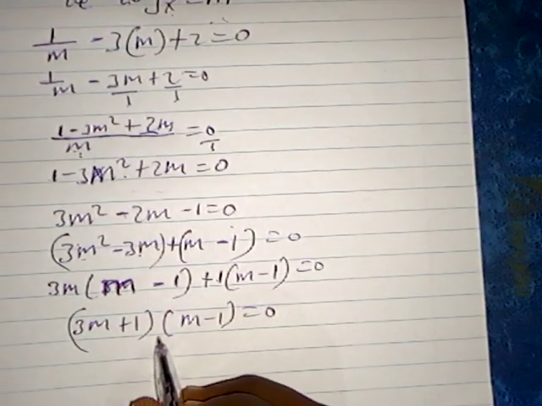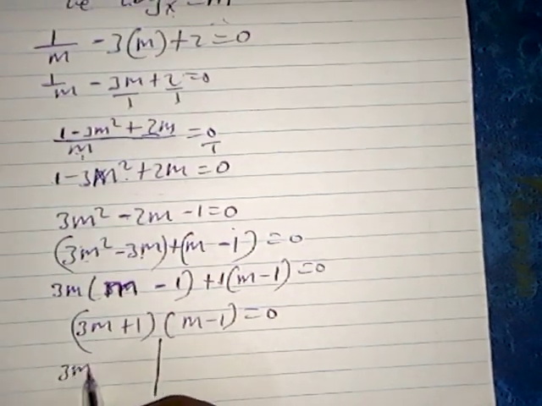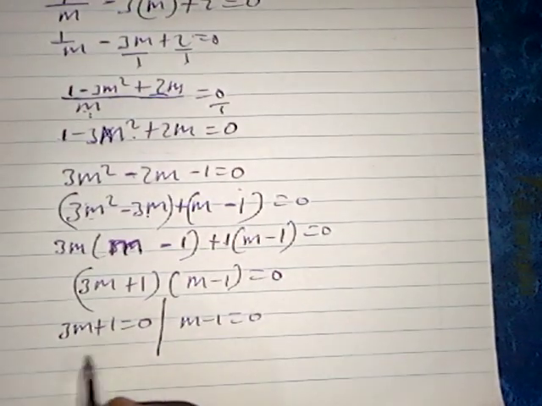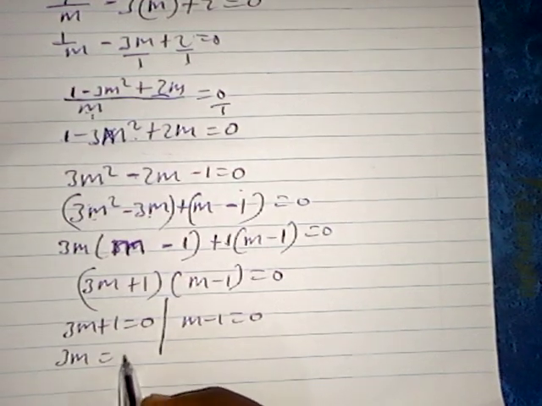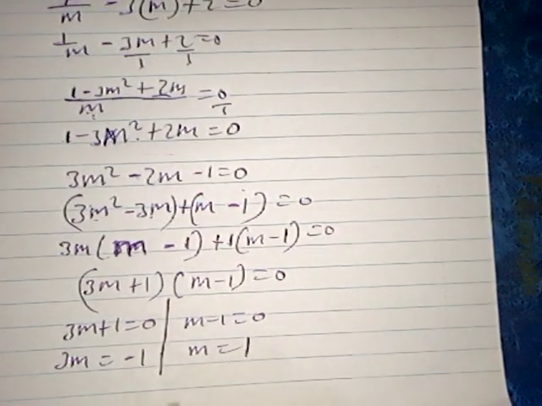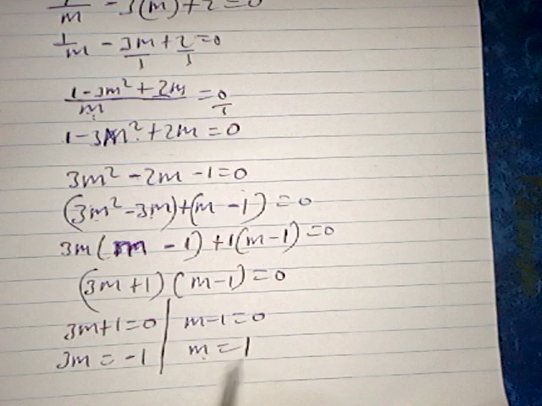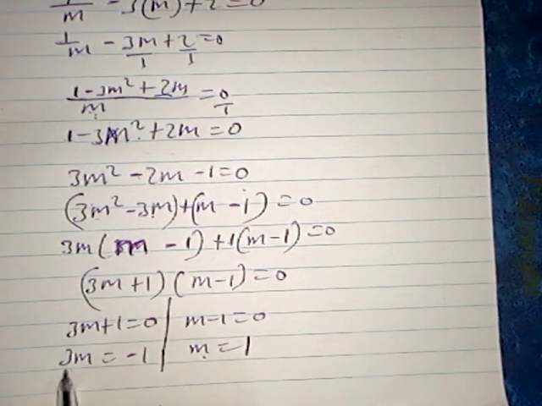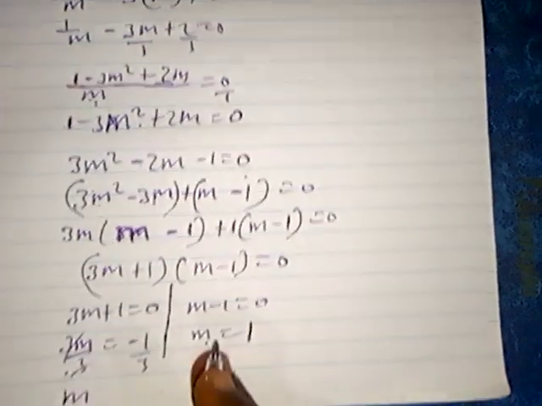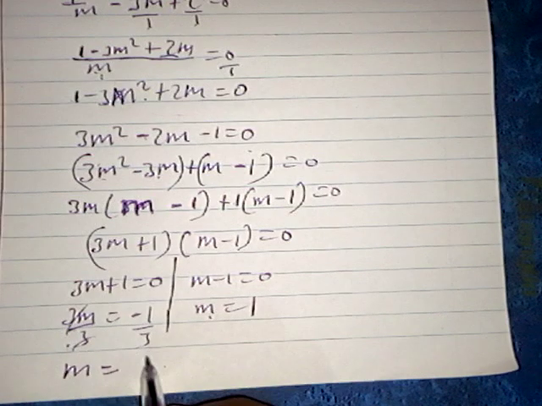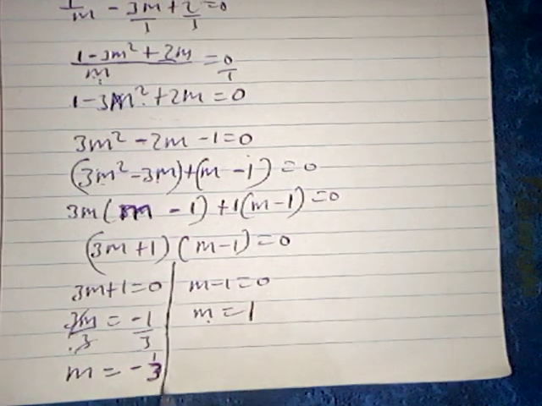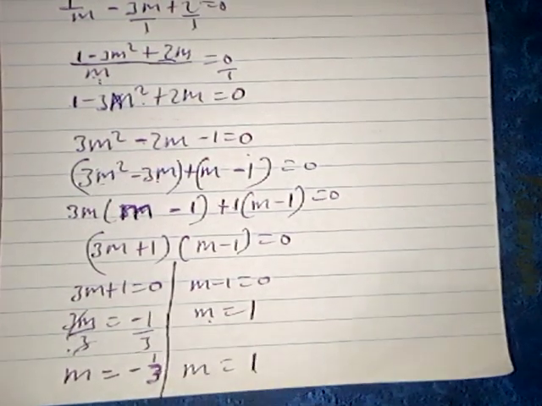What are we going to do? We say 3m + 1 = 0 and m − 1 = 0. Right? We transpose. So 3m = −1, so m = 1. So these are the values of m. The first value of m is 1. Here the value of m is supposed to be divided by 3, divide here by 3. So what is m? m is equal to −1/3. Do you see? That's the value of m. Here m is equal to 1.